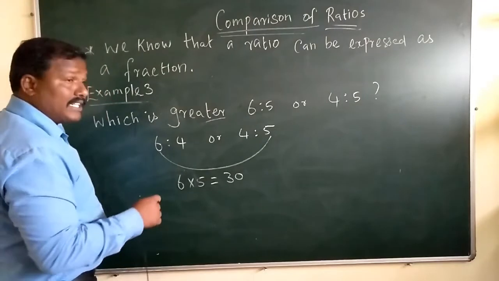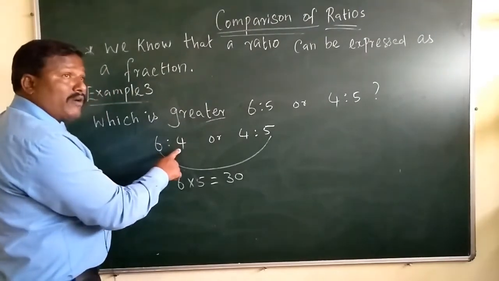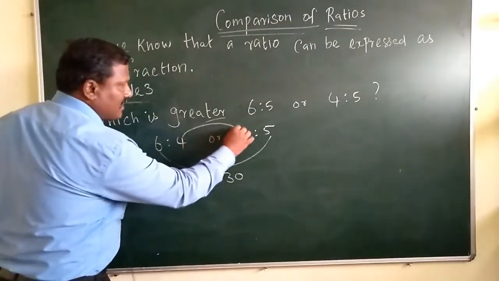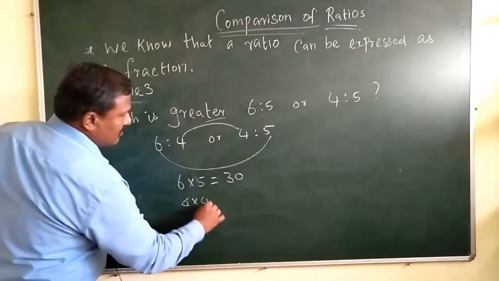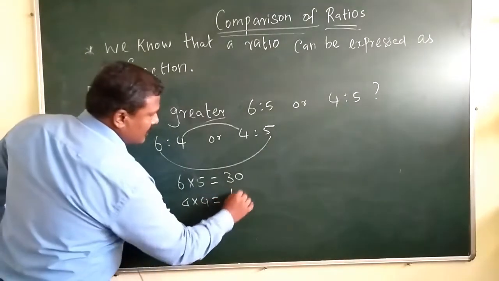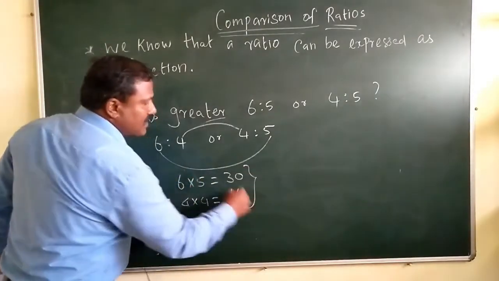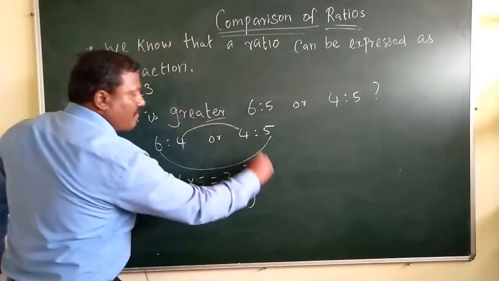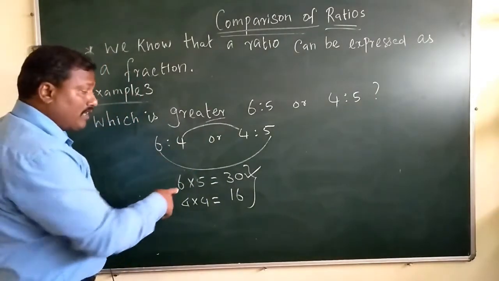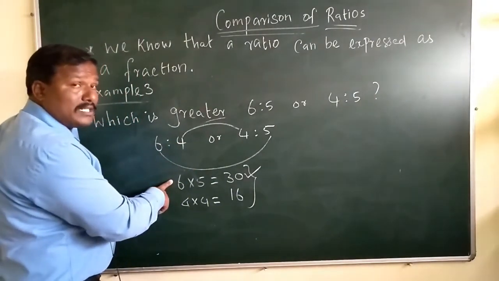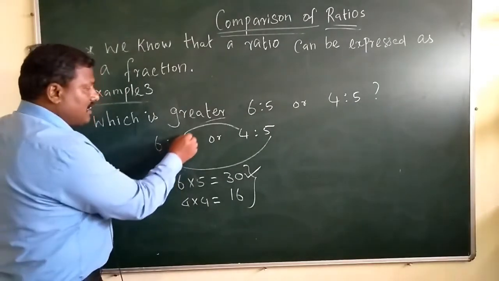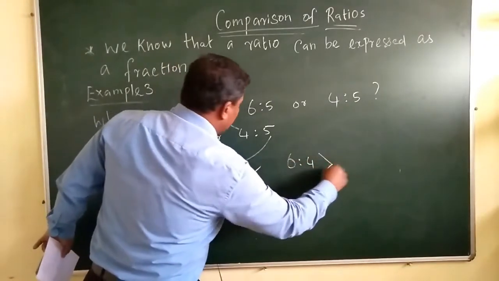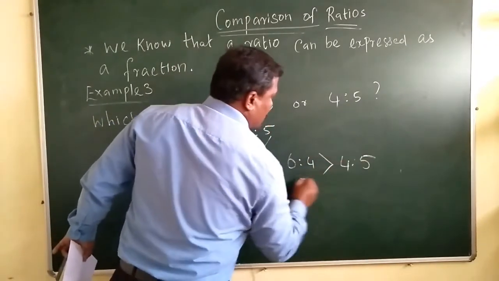Then the second one, the second term of the first ratio with the first term of the second ratio, like this. 4 4s are 16. If you compare the products obtained after the multiplication, 30 is the greater number. If the first product is greater, the first ratio is greater, means 6:4 is greater than 4:5. So this is the answer.